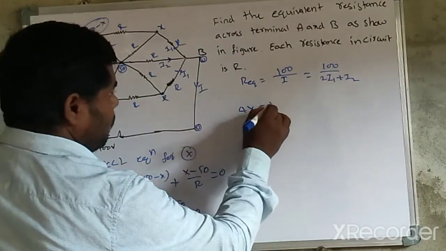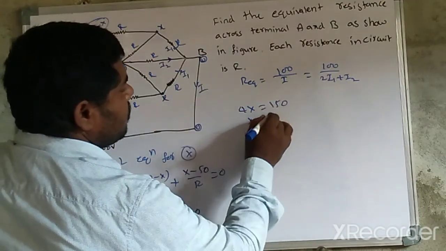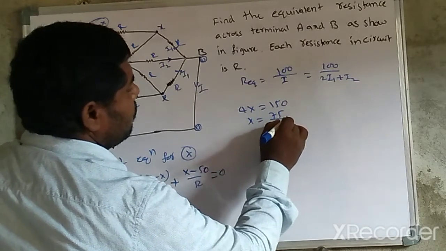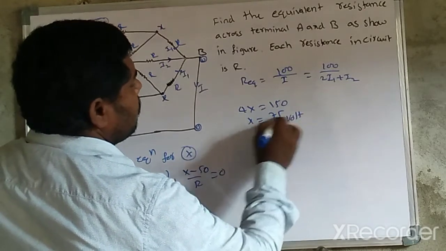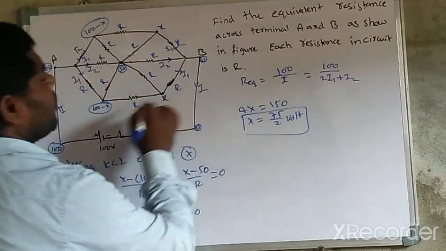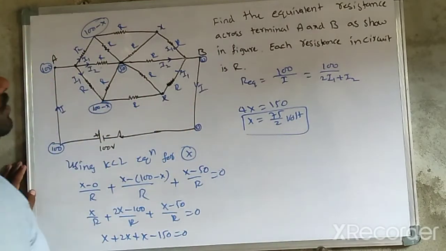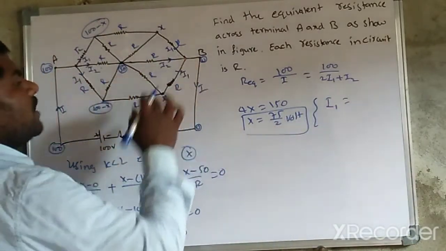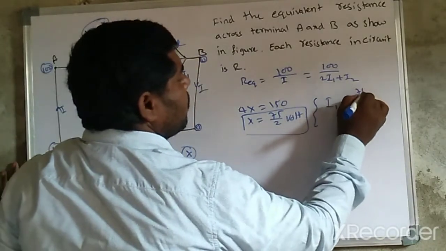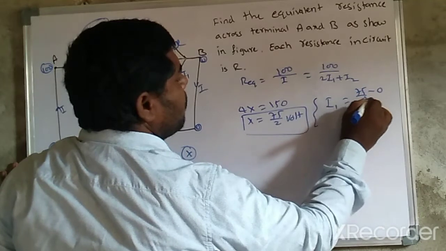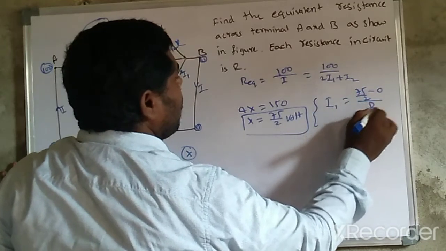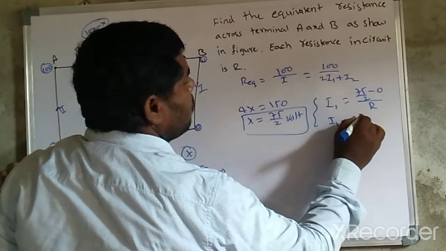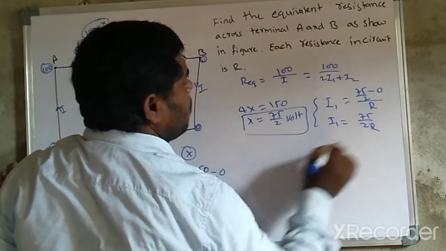4x is equal to 150, so x is equal to 75 by 2 volt. So once we know the potential, I1 is equal to the potential difference x, nothing but 75 by 2 minus 0 divided by R. So I1 is equal to 75 by 2R.